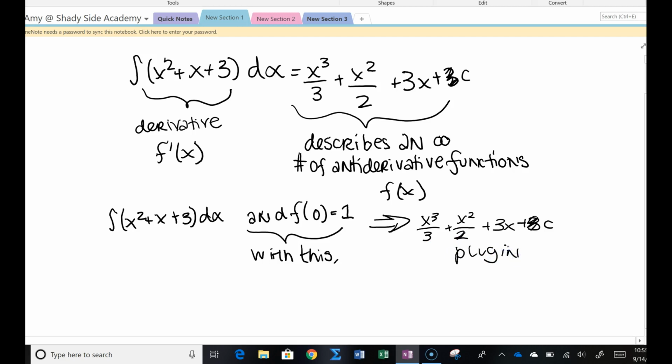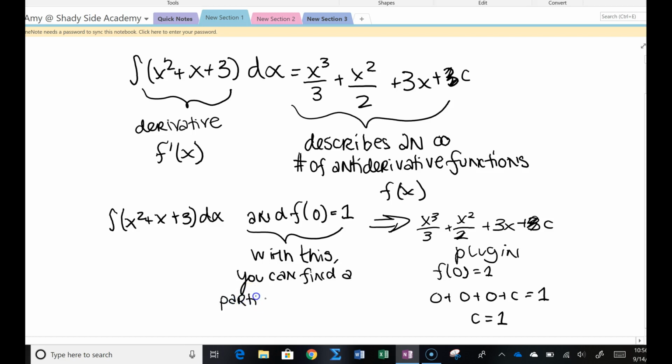Then you have your specific solution. F of x equals x cubed over 3 plus x squared over 2 plus 3x plus 1. This is no longer a family of antiderivative functions. This is now a single solution, a single antiderivative function. Or it's called a particular antiderivative function.